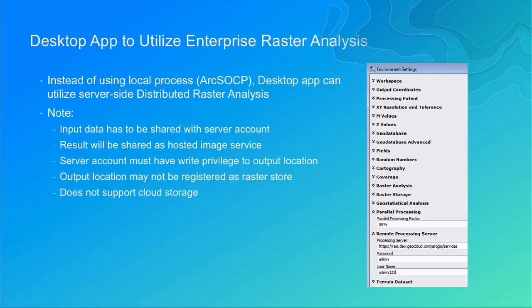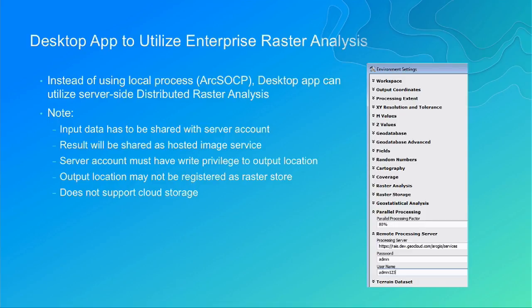Essentially, when you are running local processing tools with ArcMap, the job is distributed using the local ArcSOC process, right? That is just utilizing one machine's resources. But we have a new environment setting that we added into the GP environment, which allows you to designate a processing server, a processing image server that has raster analysis enabled. And so your desktop workflows can actually be shipped off to the server to run there.